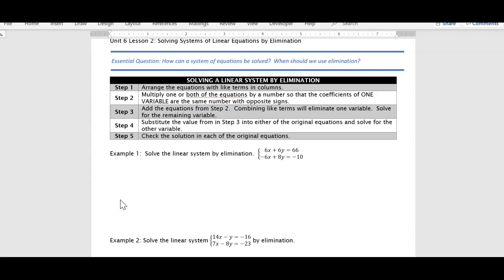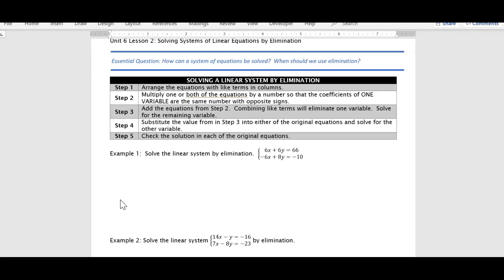So first step is you want to arrange the equation with like terms in columns. Second step, you'll multiply one or both of the equations by the number so that the coefficients of one variable are the same number with opposite signs. You'll understand what I mean by that when we do an example.